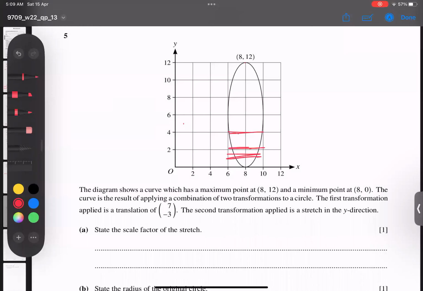How do you know, sir? You can ask me. Because you see that the points of the circle are stretched parallel to the y-axis. So for example, the circle is here. It can be here, it can be here. I am not sure about it. It can be here, but make sure it will stay within the boundary limits of this one.